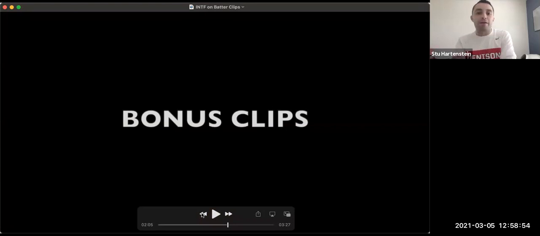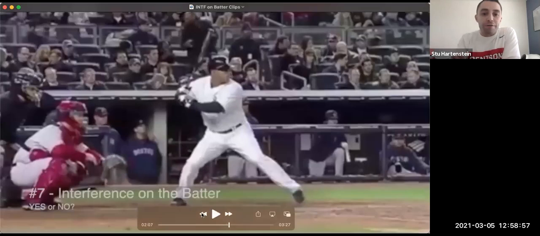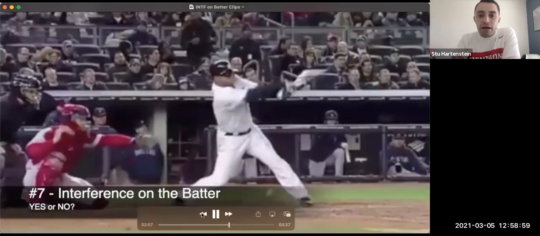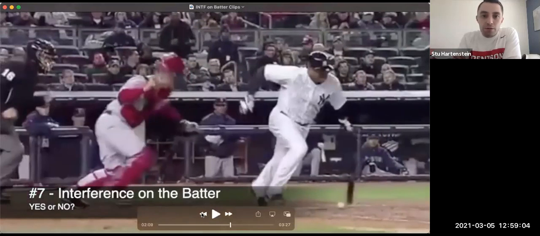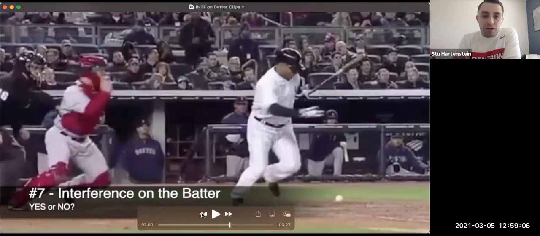Couple quick bonus clips here. I've got two of them for us. All right, interference on the batter, yes or no? So here is a ball. I think we saw this one back in the... Just want to make sure it all gets looped up here on the interference on the batter.